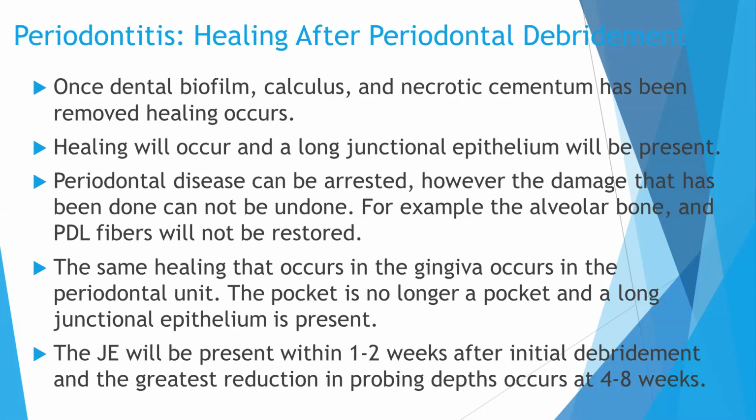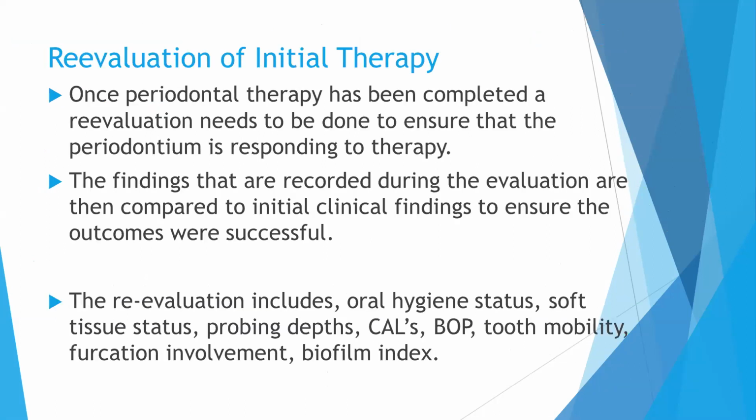But the same healing that occurs in the gingiva also occurs in the periodontal unit. The pocket is no longer a pocket, but you've got a long junctional epithelium that's present, and it could turn into a sulcus with non-intact periodontium. So the junctional epithelium will be present within 1 to 2 weeks after the initial debridement, and the greatest reduction in probing occurs at 4 to 8 weeks. And that's when we want you to bring your patients back for what we call that perio re-eval.